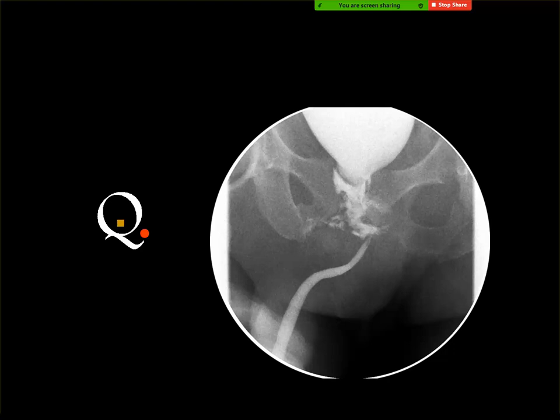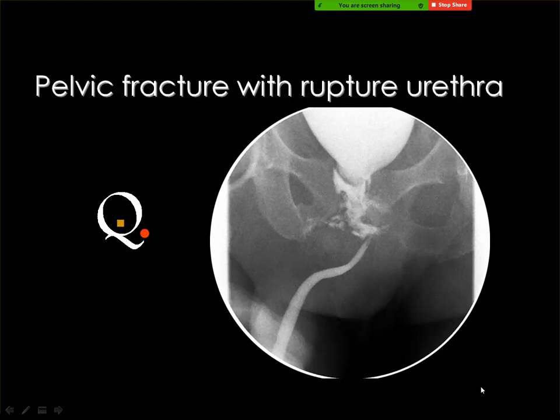Extraperitoneal urethral rupture. Yes, this is the urethral rupture with fracture of the pelvis and extravasation of the contrast material in the region of the posterior urethra.